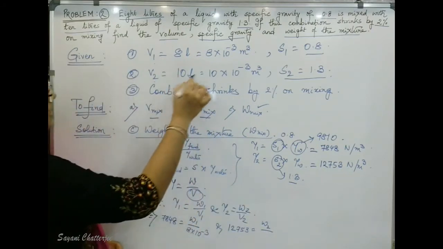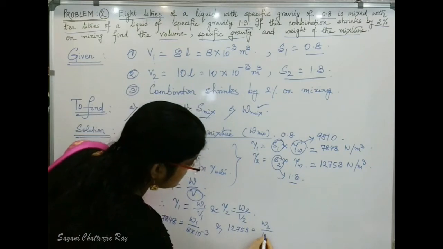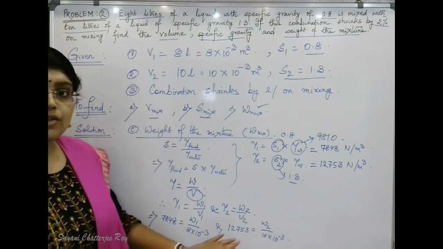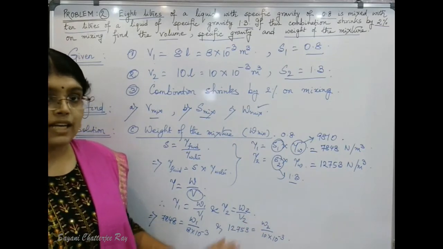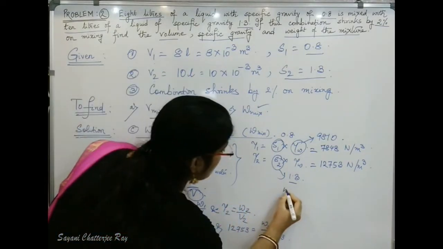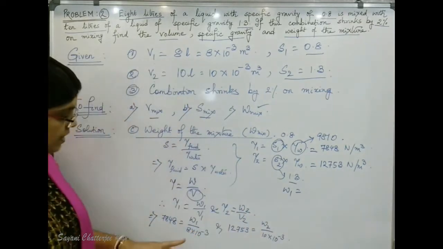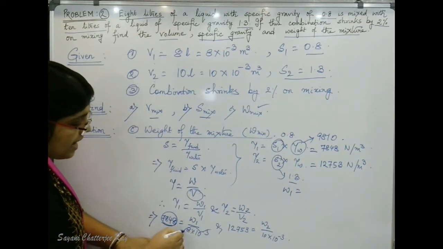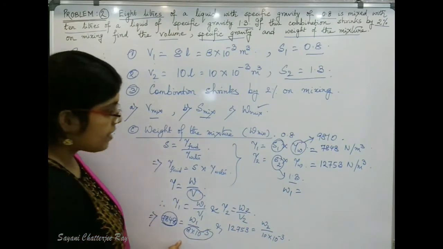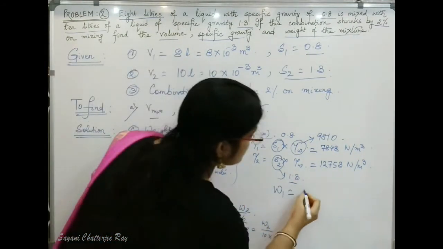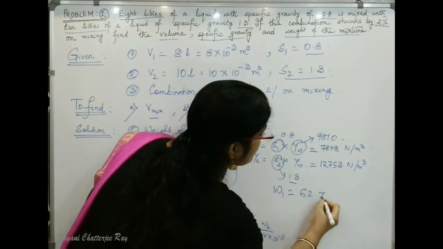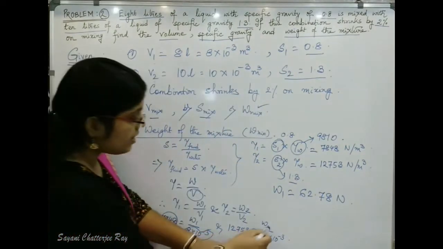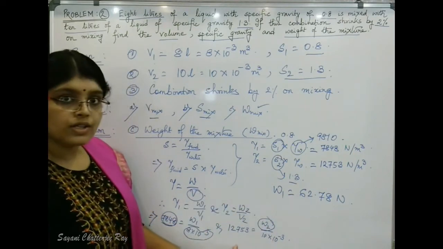V2 is 10 into 10 to the power minus 3. From these two we can find out the values for W1 and W2. So how will you find out W1? W1 equals 7848 multiplied by 8 into 10 to the power minus 3, which comes out to be 62.78 Newton.